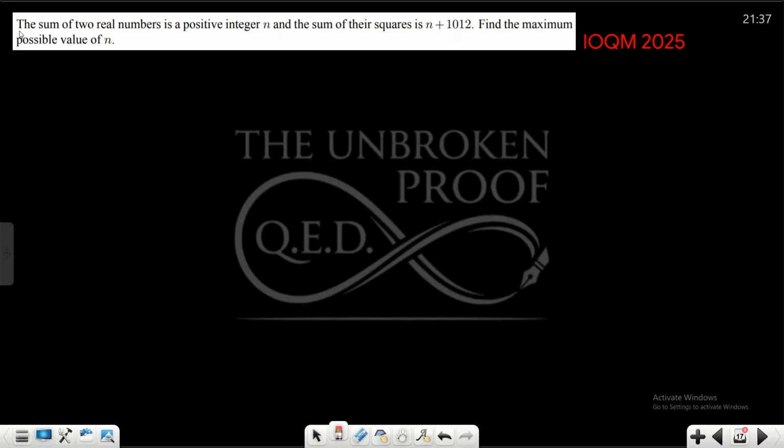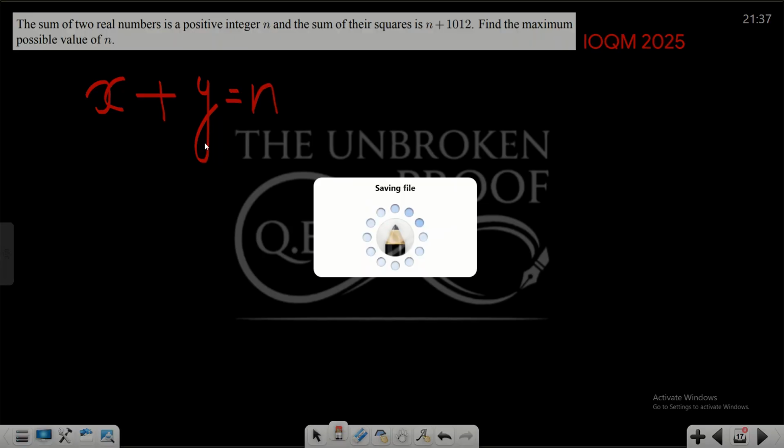First question says the sum of two real numbers is a positive integer n and the sum of their squares is n plus 1012. Find the maximum possible value of n. So they are saying the sum of two real numbers is positive integer n. So let's say x plus y is your n, and they are saying that sum of their squares is n plus 1012.